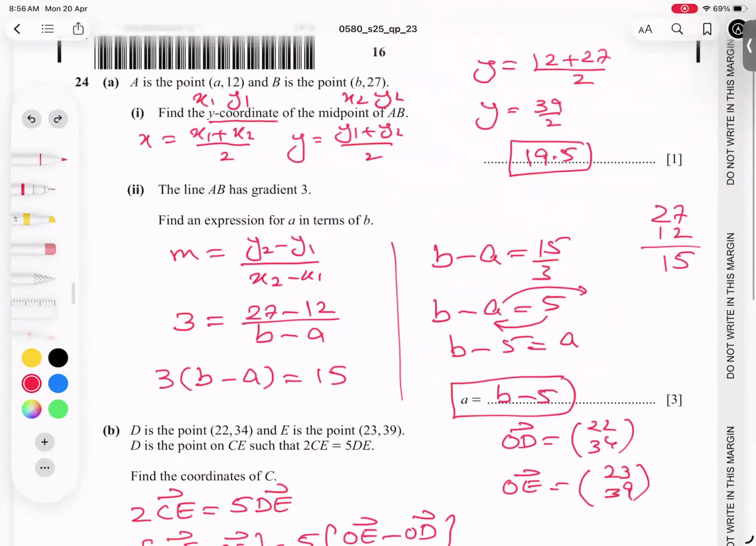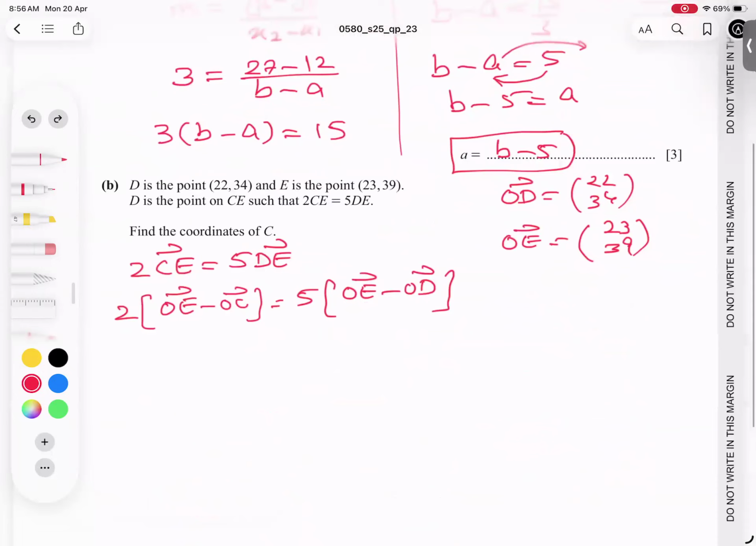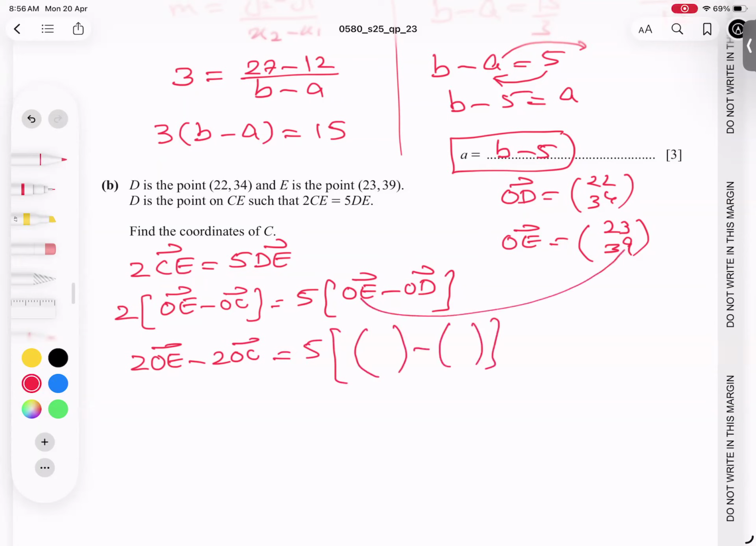Wait a minute, let me check on top. Okay, he is saying here D is a point, E is given. Yeah, so I think this will also be used here. So we have this point, it is very clear. I'm going to multiply 2 times OE and 2 times OC. And here, I think I should keep inside and solve it, this minus this, it's easier. OE is this and OD is this. So 23 and 39, and 22 and 34. If you do 23 minus 22, we get 1, and 39 minus 34, we get 5.